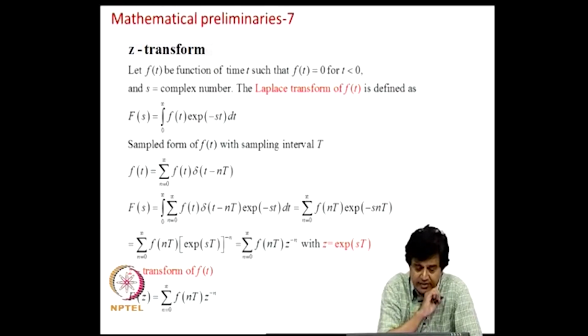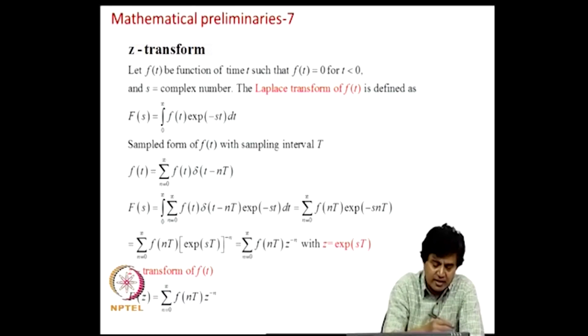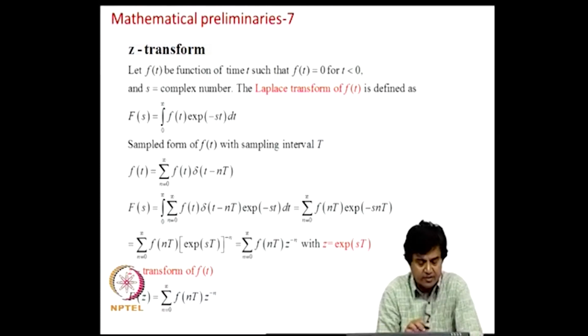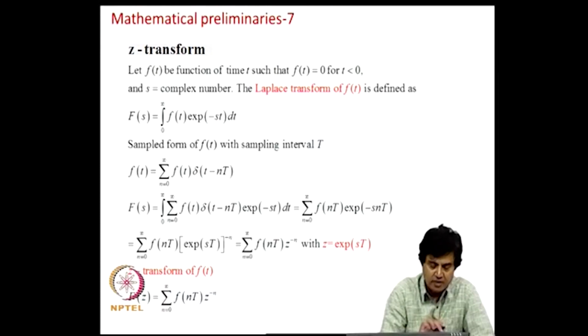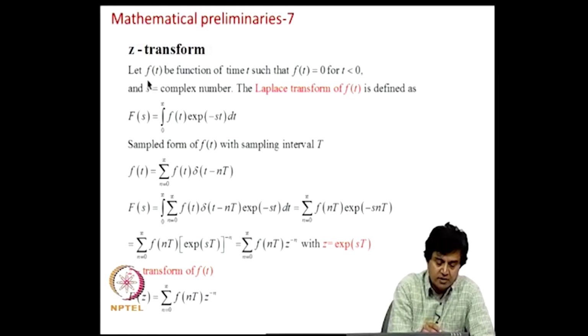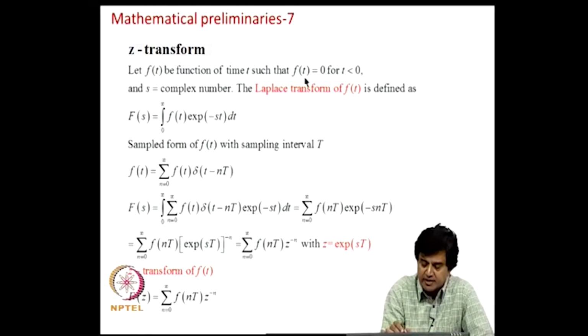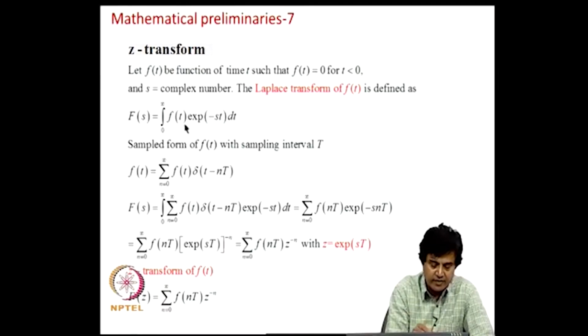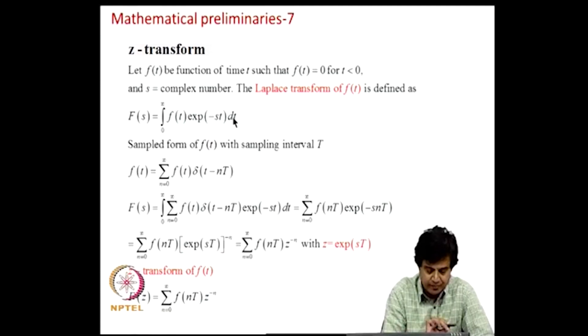As a prelude to that, we need to have some idea on what are known as Z transforms that we will be using in analyzing those other schemes, and we can also analyze what we have already done using this approach. So, let us quickly recall some preliminaries. Let f of t be a function of time such that f of t is 0 for t less than 0, and let s be a complex number. We define the Laplace transform of f of t as F of s equals integral 0 to infinity f of t e raised to minus st dt.